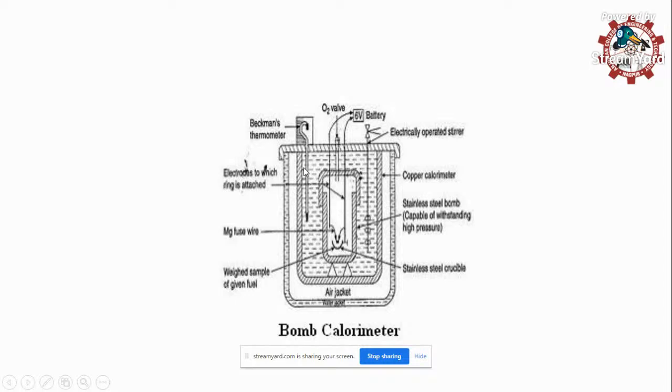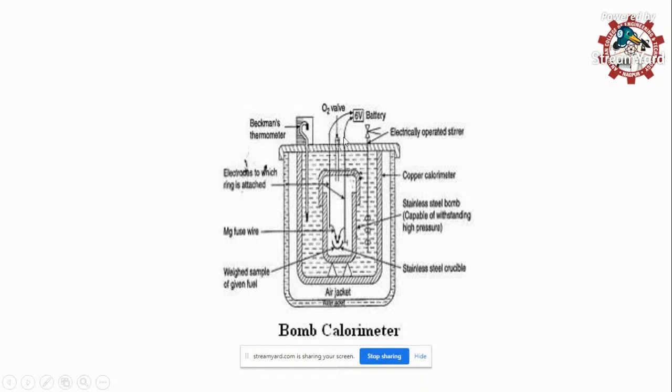The whole of this bomb calorimeter is lowered into water, into a copper calorimeter. Can you see this one? So this is basically a copper calorimeter. Now coming back to the bomb, inside the bomb you will see two electrodes here. Can you see two electrodes? Yes, these are the two electrodes.